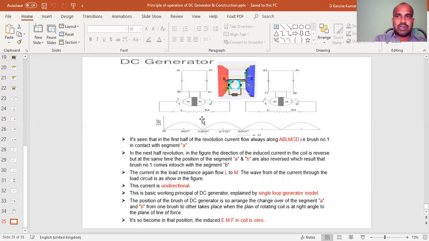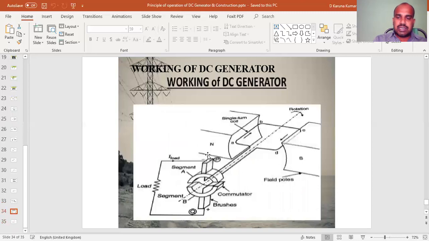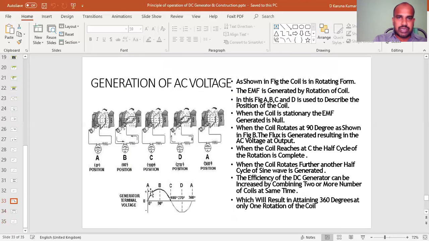That EMF is given by dφ/dt. E is directly proportional to dφ/dt. Now we generate the AC voltage this way. The commutator converts the AC voltage to DC voltage.